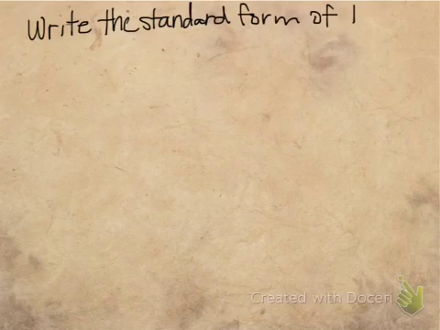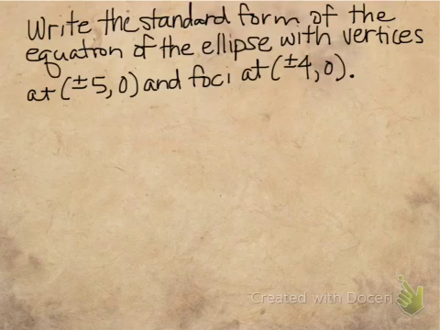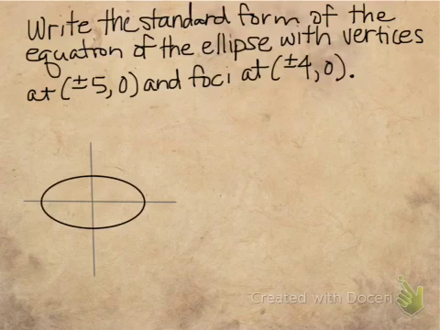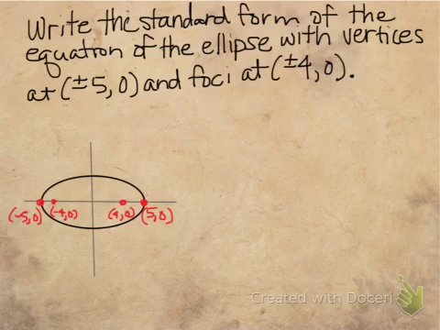Here's an example. Write the standard form of the equation of the ellipse with vertices at (negative 5, 0) and (5, 0), and the foci at (negative 4, 0) and (4, 0). The first thing we'll do is draw a picture of what we're talking about. The vertices are at positive and negative 5, and we can draw those in, and then we know our foci are at 4 and negative 4. Now, in order to find the equation, we need to figure out what a and b are.